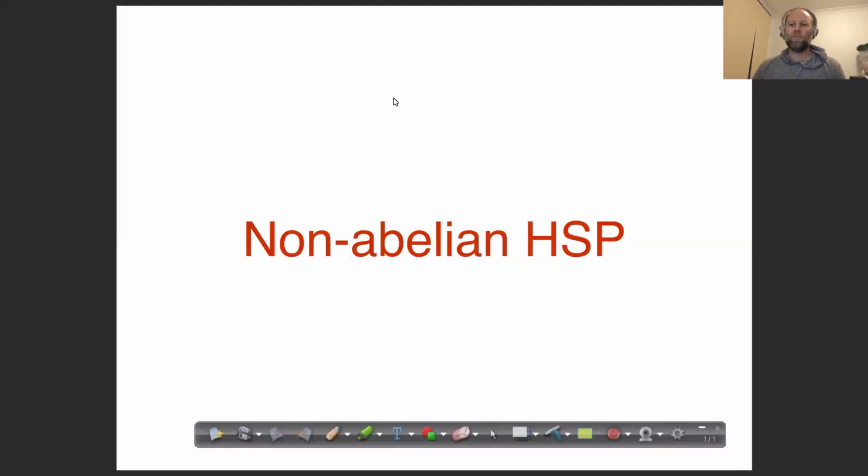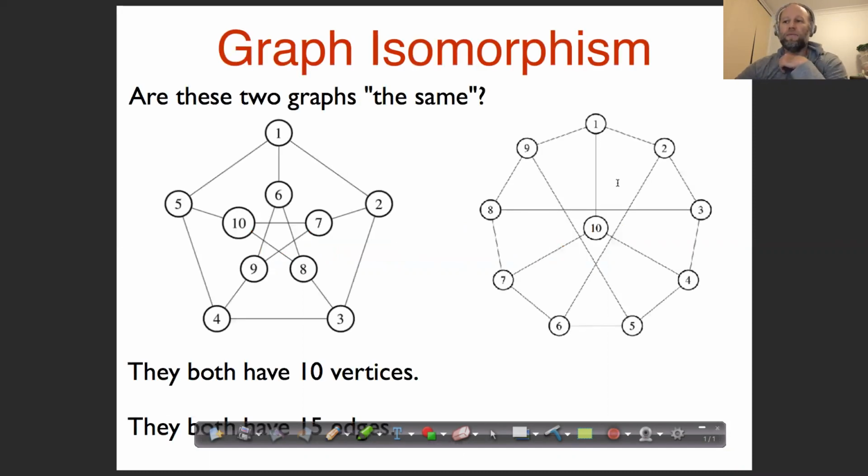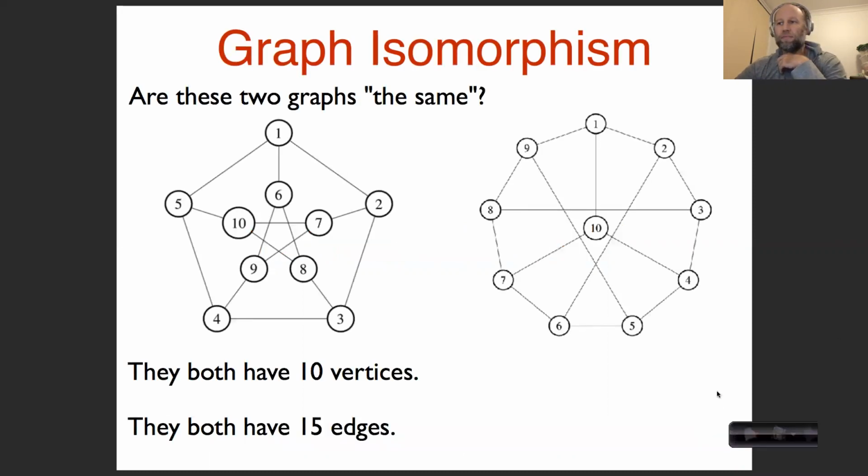Okay, so let's talk a little bit about the hidden subgroup problem over a non-abelian group. Thus far we've only seen examples of HSP over abelian groups. We've seen Simon's problem, we've seen the simple period finding problem, and in the last lecture we saw the discrete log problem. So now let's talk about the hidden subgroup problem over non-abelian groups. This includes some very interesting problems.